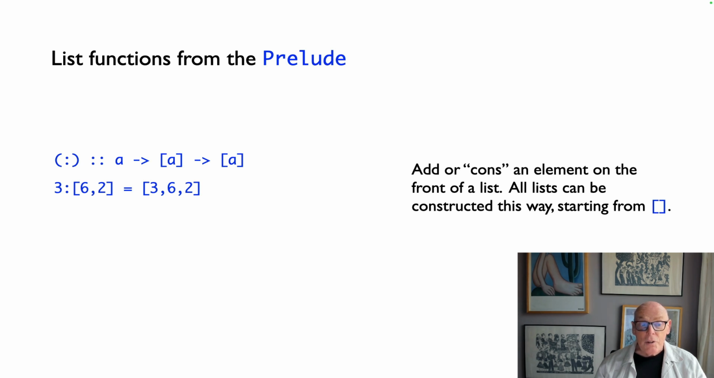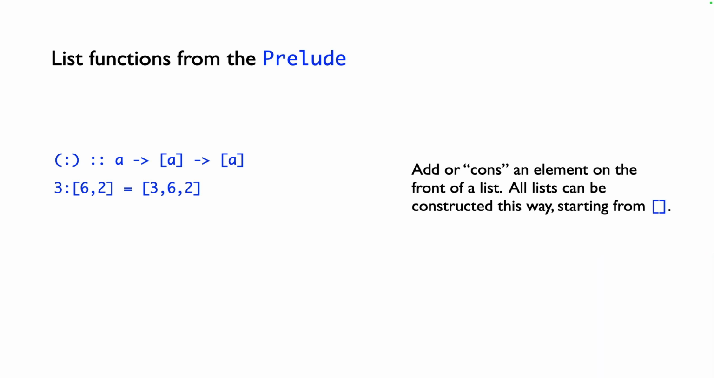So here I'm showing 3 cons the list 6 2 gives us a list 3 6 2. And the type of that is that it takes something of type A and something of type list of A, so an arbitrary element from the same type as the list type, and returns a list of that same type.